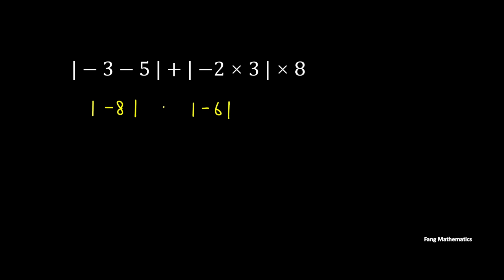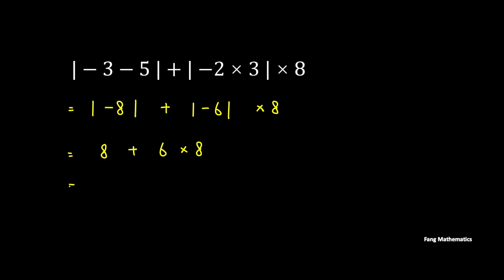Remember, plus and times 8. The next step, we are to remove the absolute value. Let's start from -8. -8 turns to 8, while -6 turns to 6. Plus and times 8.